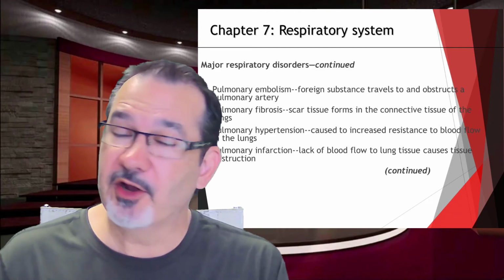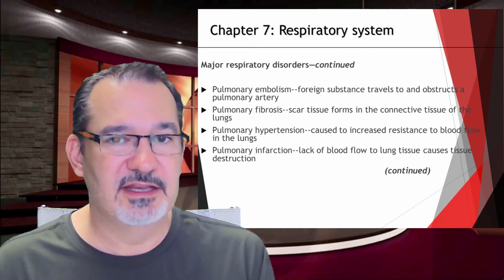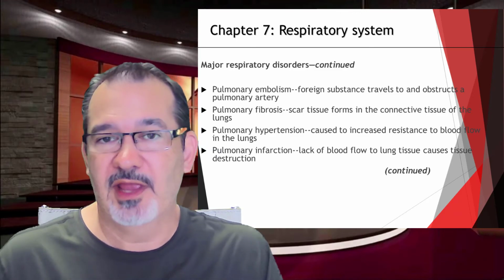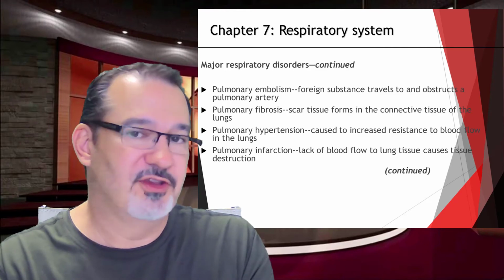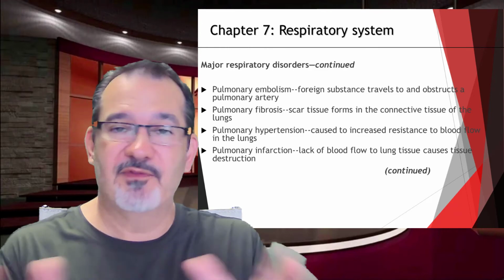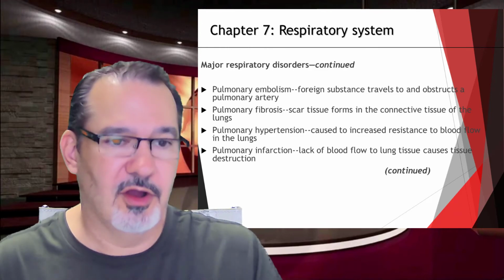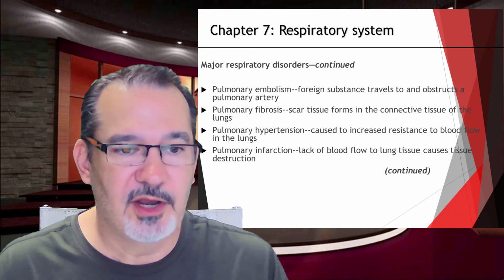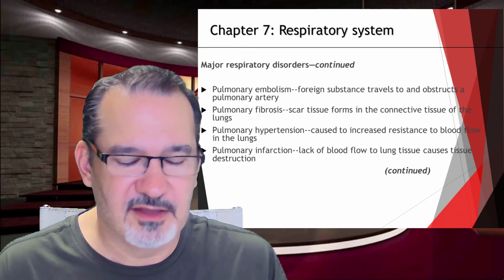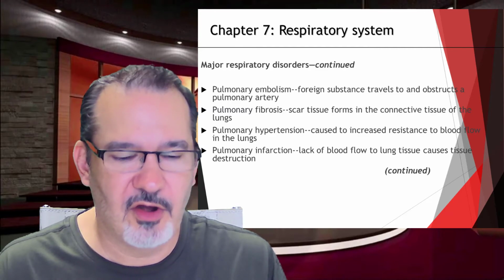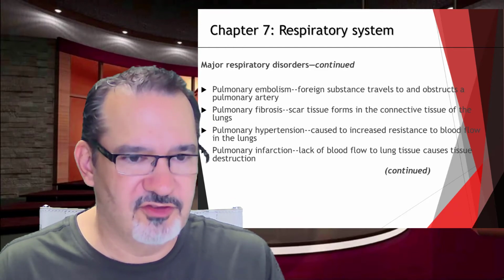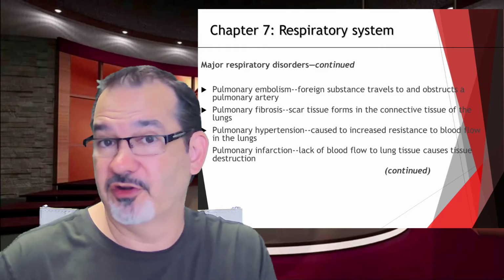Okay. Pulmonary embolism, very important, can lead to sudden death. It's a clot in the lungs. Again, if somebody has a pulmonary embolism, their symptoms or signs can present with severe chest pain. And again, we've got to determine whether this is a respiratory issue or a cardiac issue. Okay. Pulmonary fibrosis is scar tissue buildup in the lungs. And then we've got pulmonary hypertension and pulmonary infarction. Okay. And the pulmonary infarction, very important, is the lack of blood flow to lung tissue that causes tissue destruction or death.